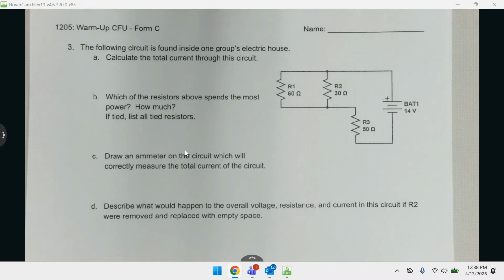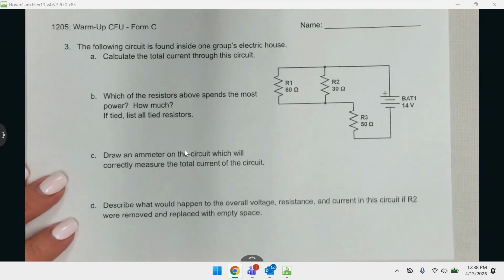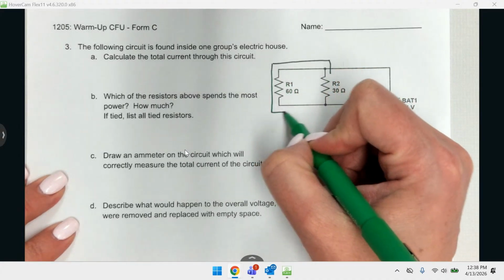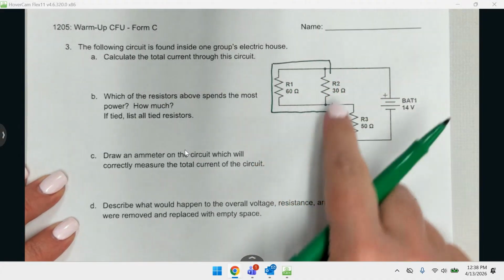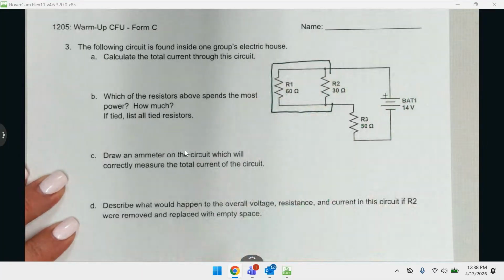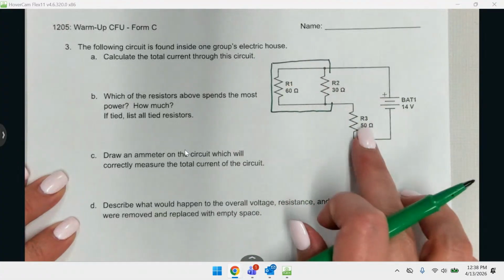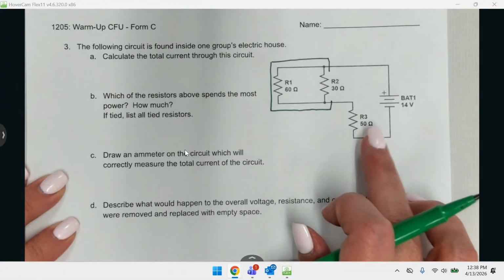In order for us to calculate the total current in this circuit, we need to know what the total resistance is. So even though we're not asked to find the total resistance, we need to find it. Again, in order to do that, we need to recognize this is a combination circuit, and we need to treat this whole parallel section, figure out its equivalent resistance, and that section is in series with this.